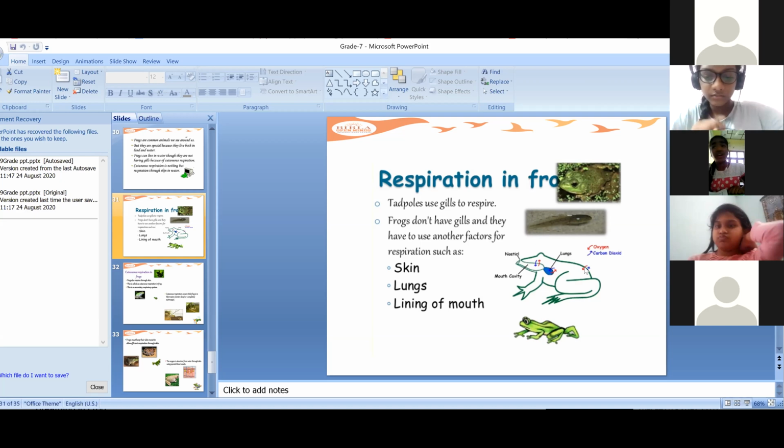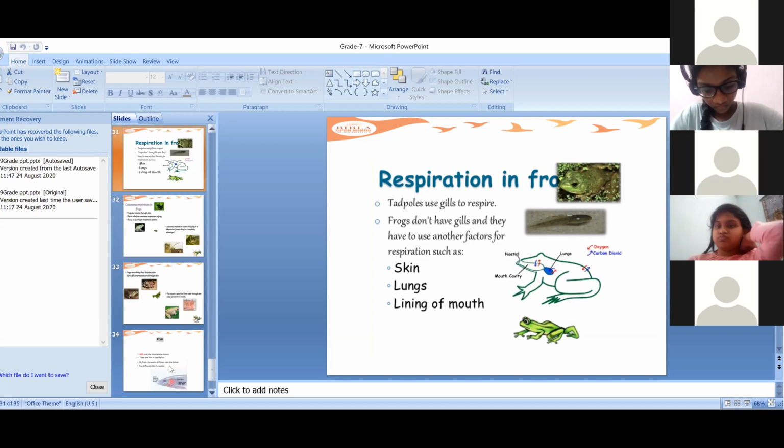So here you can see the third point, on your skin, the lining of the mouth. They can even respire through the lining of the mouth, through the buccal cavity, the mouth cavity. When they are on land, they can respire with the help of the nostrils or the mouth cavity, through which the air passes into the lungs. Okay, so this was about the frog, and now respiration in fish.